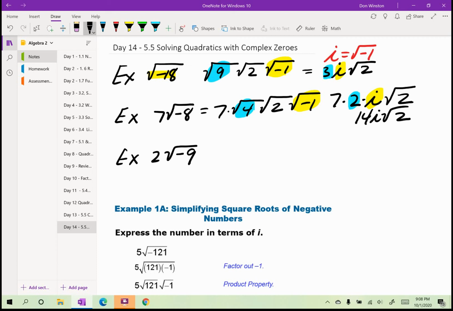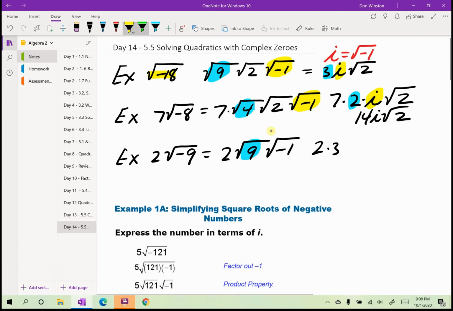And then the last one, we have 2, and we can simplify this as 2 times the square root of 9, because 9 is the largest perfect square factor, times the square root of -1. And then again, the square root of 9 is 3, so we'll have 2 times 3, but the square root of -1 is i, and so this will equal 6i. Okay, so with that, we'll be using those operations to solve quadratic equations with complex zeros. But so that's the background knowledge.